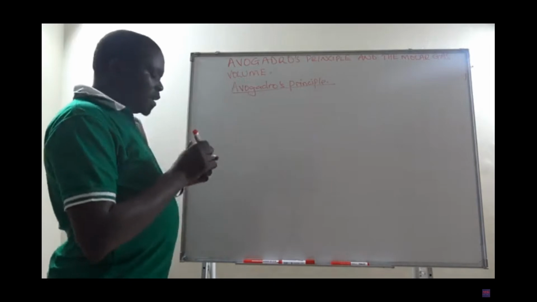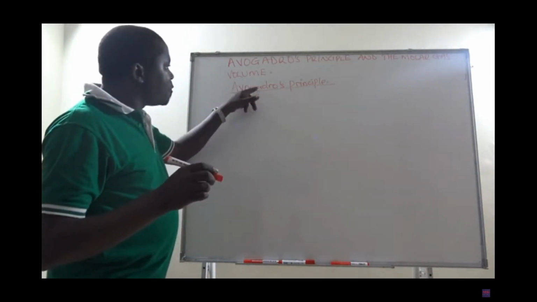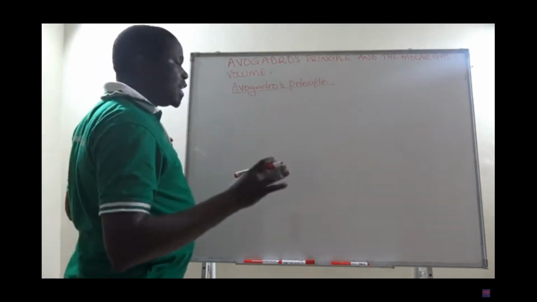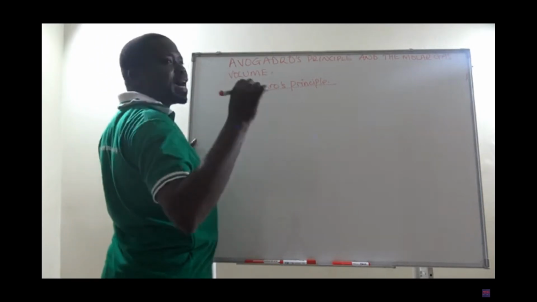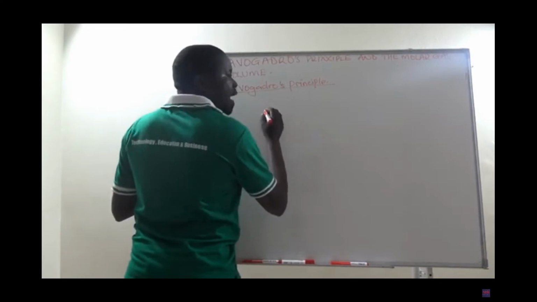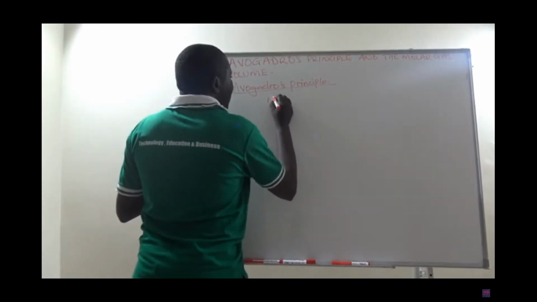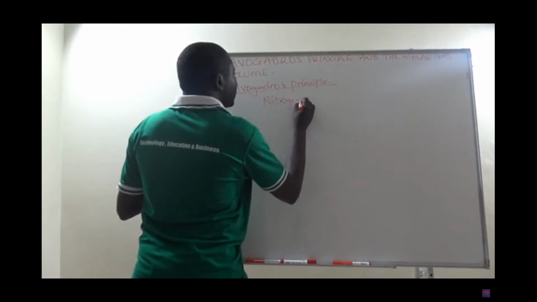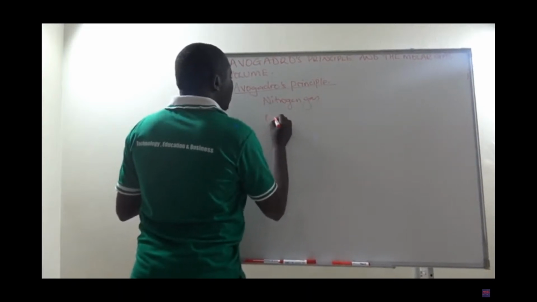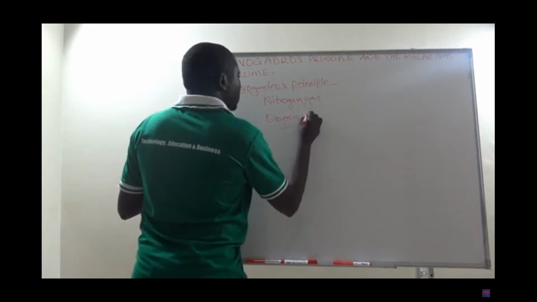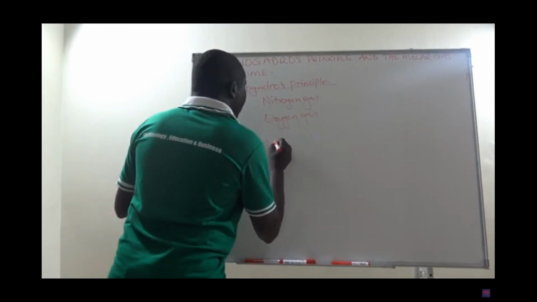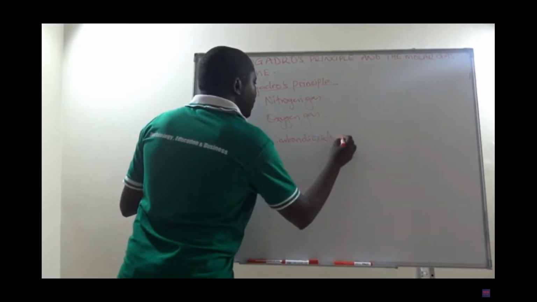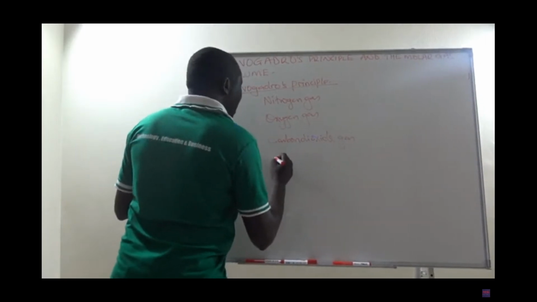Now let us try to see the work of Avogadro that made him come up with a principle called Avogadro's principle. What Avogadro did was he collected samples of gases. He picked different gases. Let me assume that Avogadro used nitrogen gas. He picked oxygen gas. He picked, say, carbon dioxide gas. He picked, say, ammonia gas.